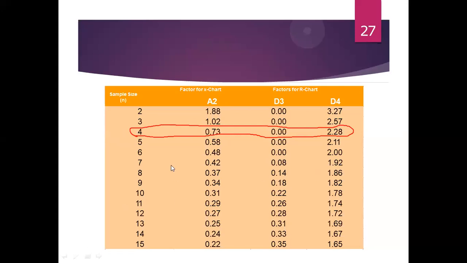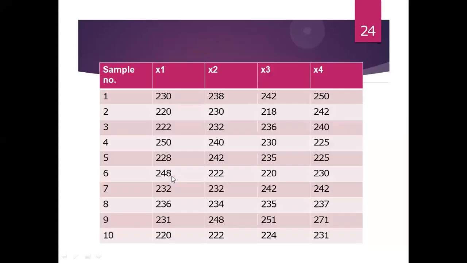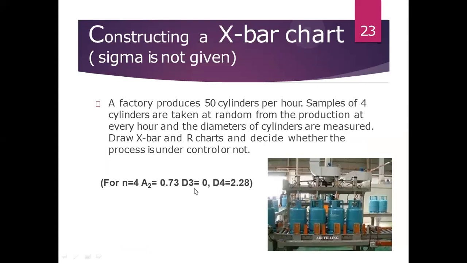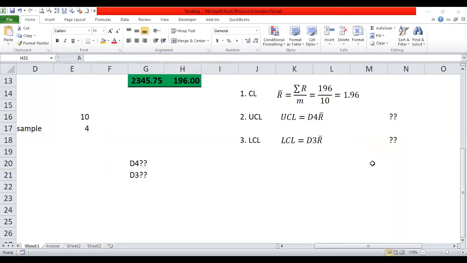So the same thing was given in the question also, I think. Yeah, here also they have given D3 0 and D4 2.28. Right, so using these, you can calculate now. Yeah, your answers are correct, I think. Lower control is 0, upper control is 44.66.